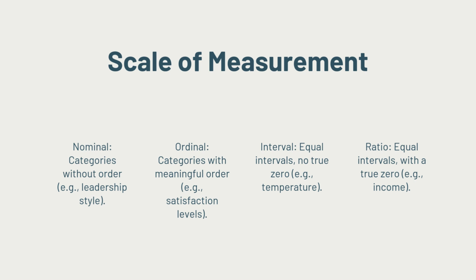Next are interval scales. So this scale offers both order and equal intervals between values, but it lacks an absolute 0 point. A good example would be temperature.